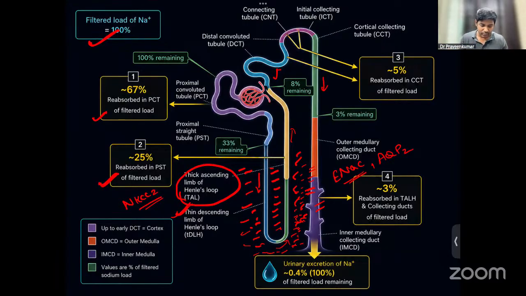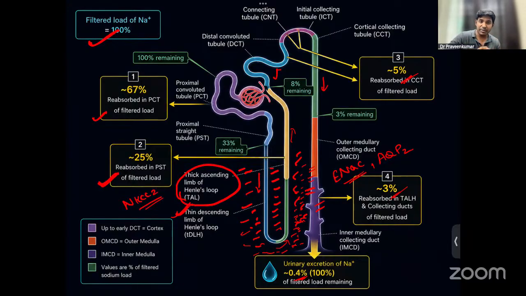Once this 25% of salt is reabsorbed in the thick ascending limb, another 5% is absorbed in the distal convoluted tubule, and 3% is reabsorbed in the collecting duct through the ENaC channels. Finally, the excretion is going to be just 0.4%. Urinary excretion is less than 1%. Whatever is filtered, less than 1% only is eliminated. So this is how complex sodium reabsorption in the nephron is.